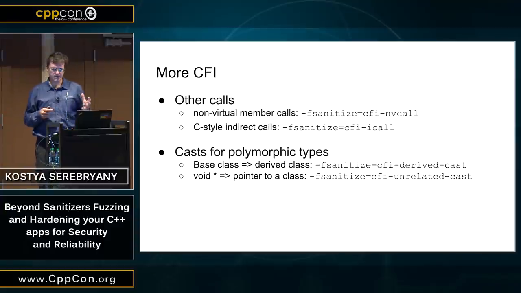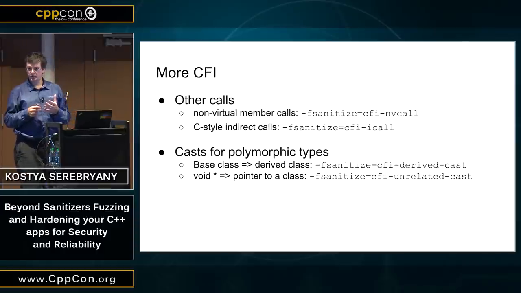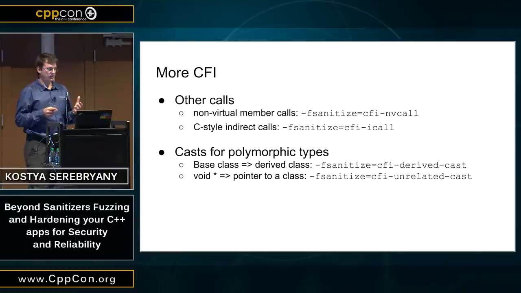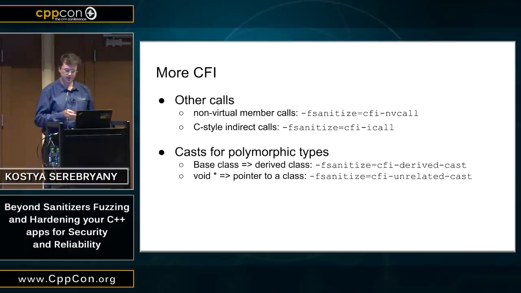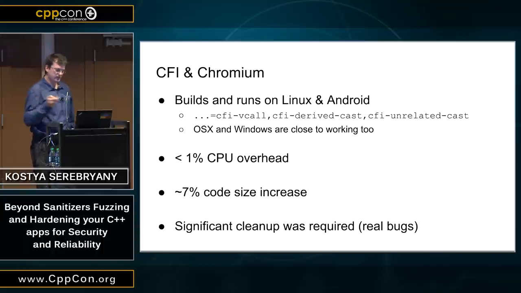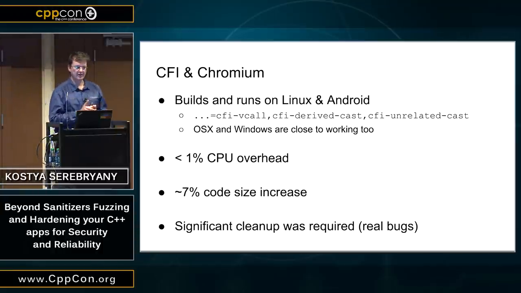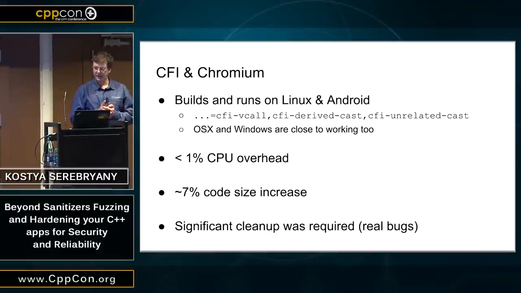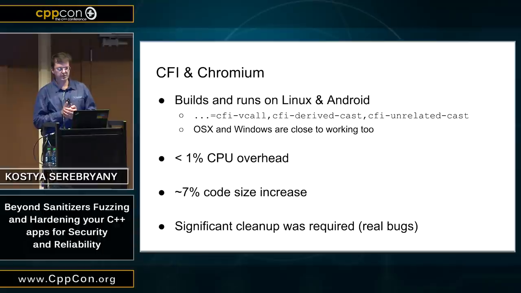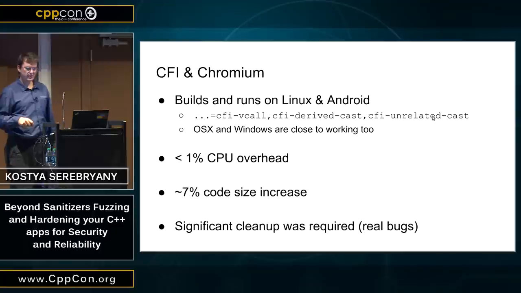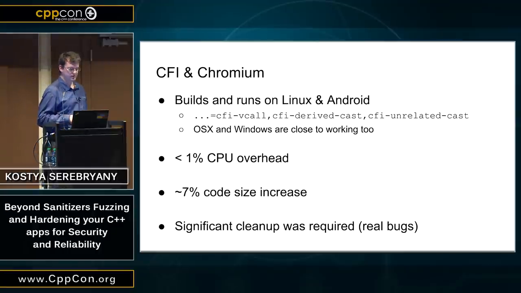We can also apply the same mechanism for checking for bad casts. For example, when a base class is cast to a derived class, we want to check that the cast is correct. And also from void star to some kind of pointer class, we can check it as well. We have implemented this in Clang LLVM, and you need the most fresh version. And we were able to build the full Chromium browser with this kind of hardening, a subset of what I've described, virtual calls and all kinds of casts for today. It runs fine on Linux and Android, and versions for other operating systems are in flight.